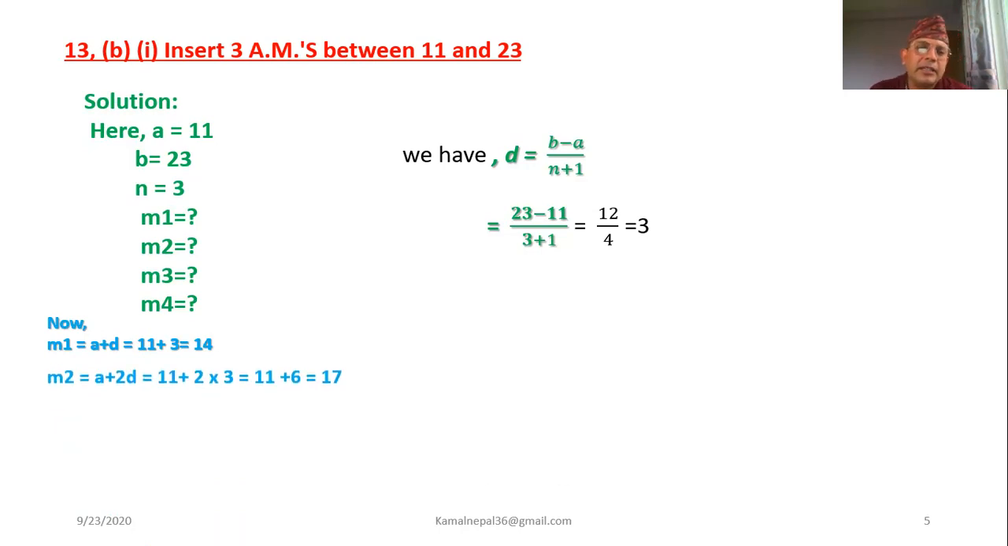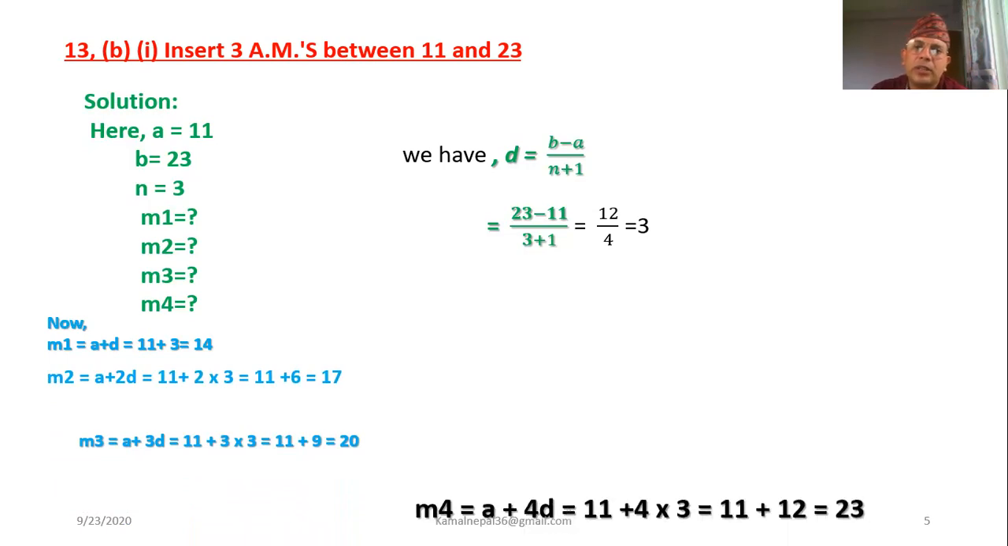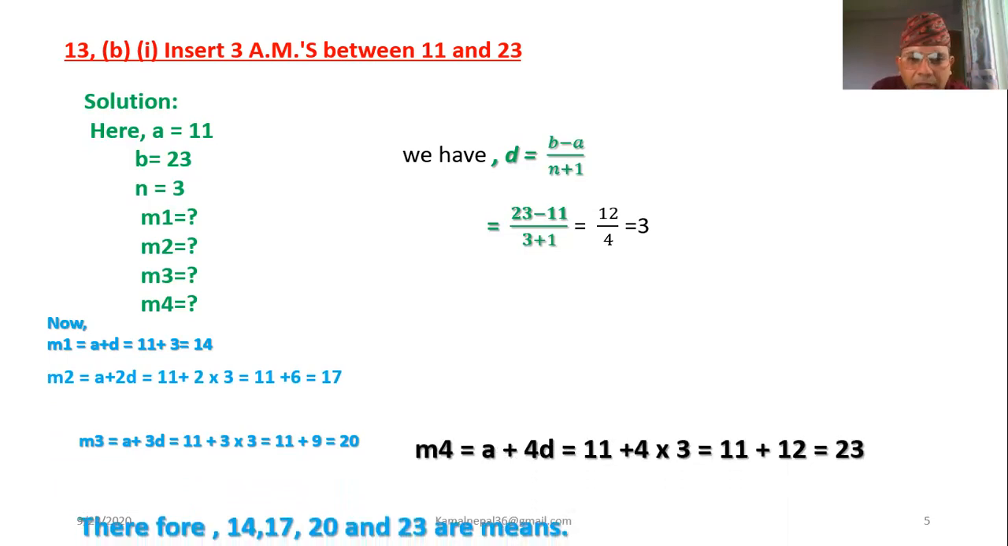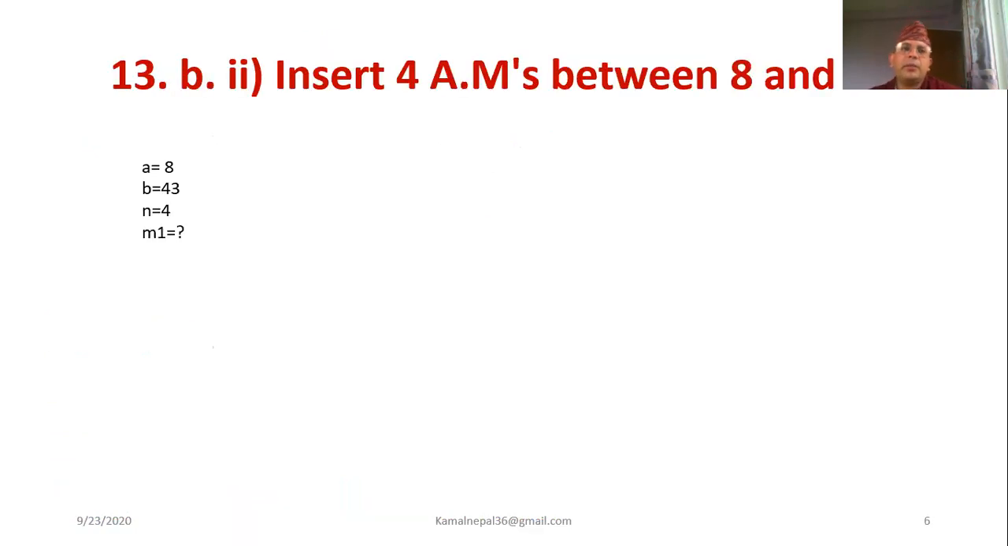Similarly, the second mean m2 is equal to a plus 2d, which is 11 plus 2 into 3, which is 11 plus 6, equal to 17. M3 is equal to a plus 3d, which is 11 plus 3 into 3, which is 11 plus 9, which is 20. So there are three means: 14, 17, and 20. This M4 is not here. It is a mistake. Okay.